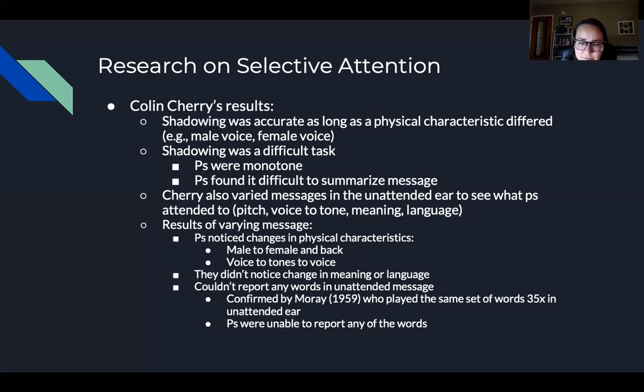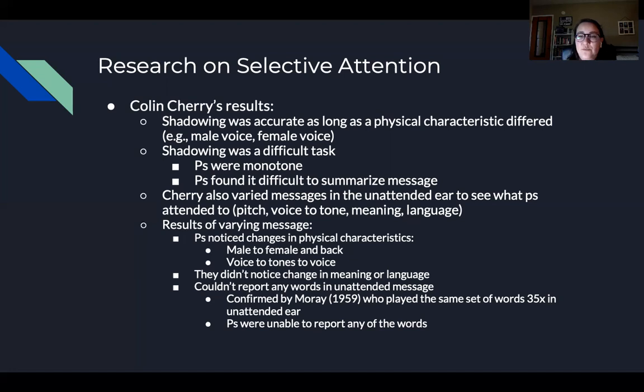And so Cherry was also interested in the information that was coming in through the ear that participants weren't paying attention to. So what's going on with the material that's not being said aloud as it comes in, and the information that's supposedly being ignored by participants? In order to examine this, he altered the message in the unattended ear to see if they would notice it. So he would switch up certain aspects of the message. Subjects reported that they noticed when the voice in the unattended ear went from male to female and then back again. And they also noticed when the voice switched to tones. So rather than it being a voice, it was more just melodic tones that were making a noise, and then it went back to a voice.